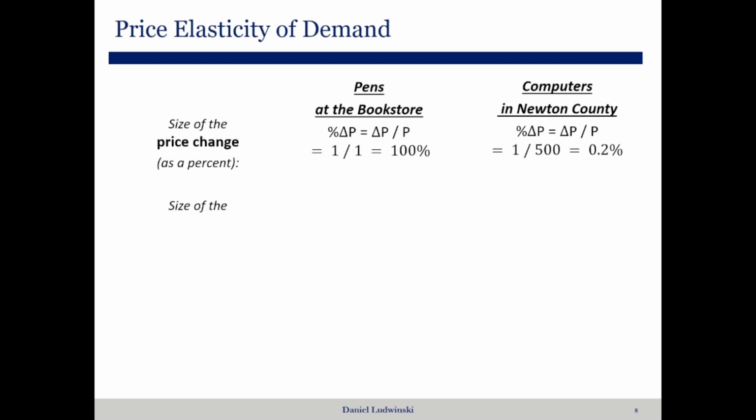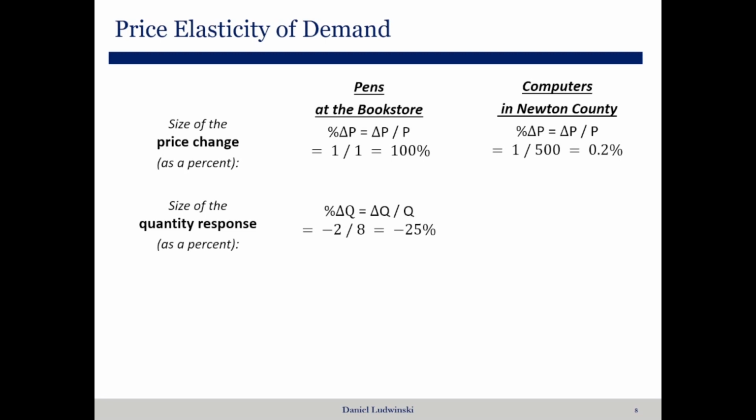Now let's look at the size of the quantity response, again looking at it as a percent change. So we had a drop of 2 pens at the bookstore. So we have a -2 there for the change in quantity, and our baseline, our starting quantity, was 8. So as a percent, we have a drop of 25%, or -25%.